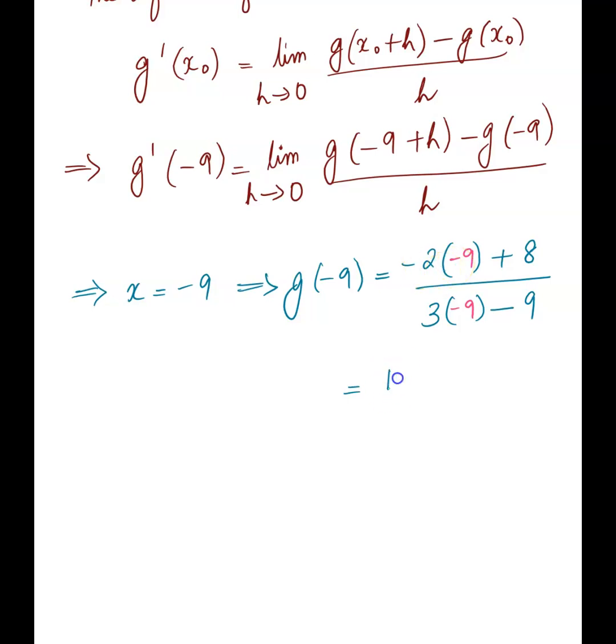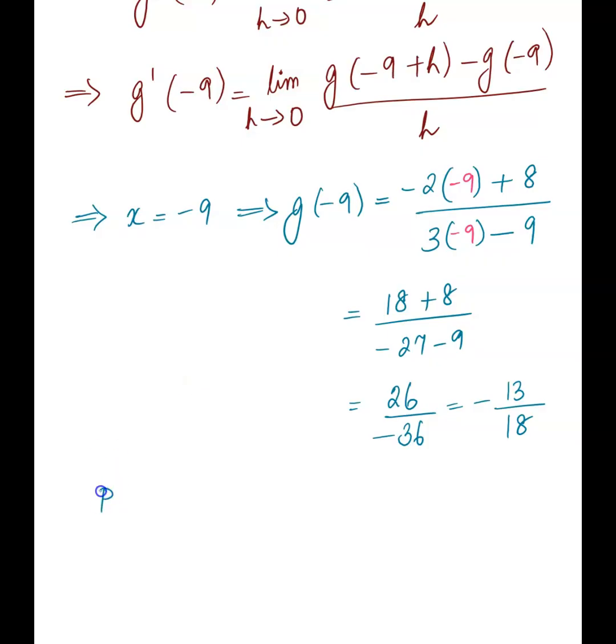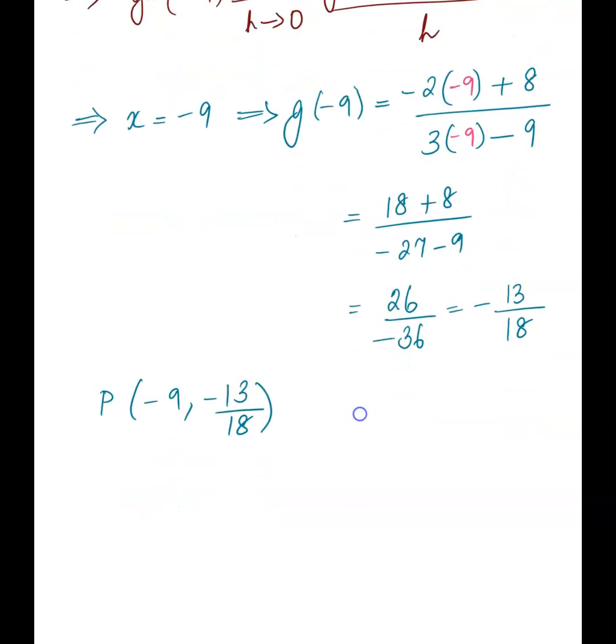And so that's going to be positive 18 plus 8 over -27 minus 9, which is 26 over -36, which can be negative, which reduces to -13 over 18. Okay, so your point p is (-9, -13 over 18). And then we'll generate the q. Q is -9 plus h, and g of -9 plus h.